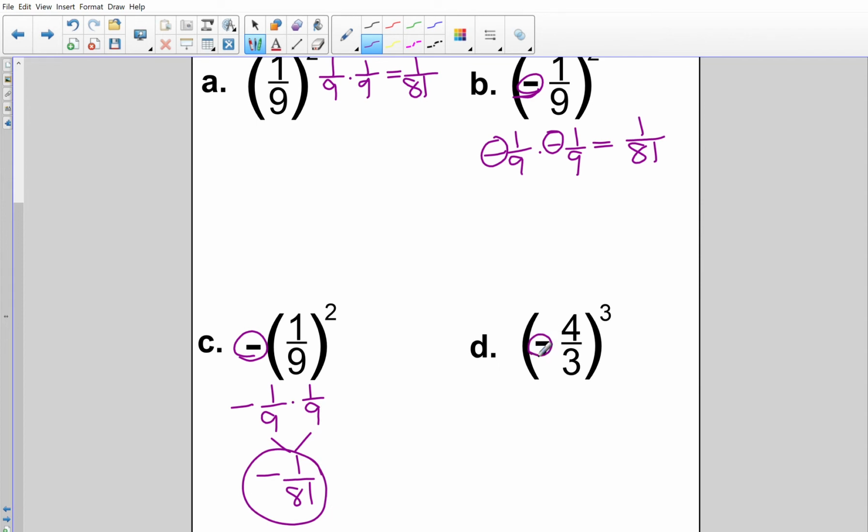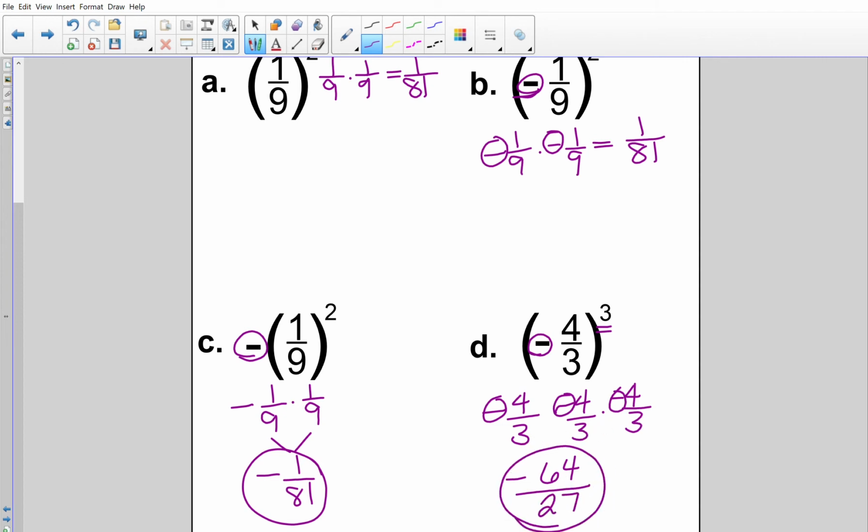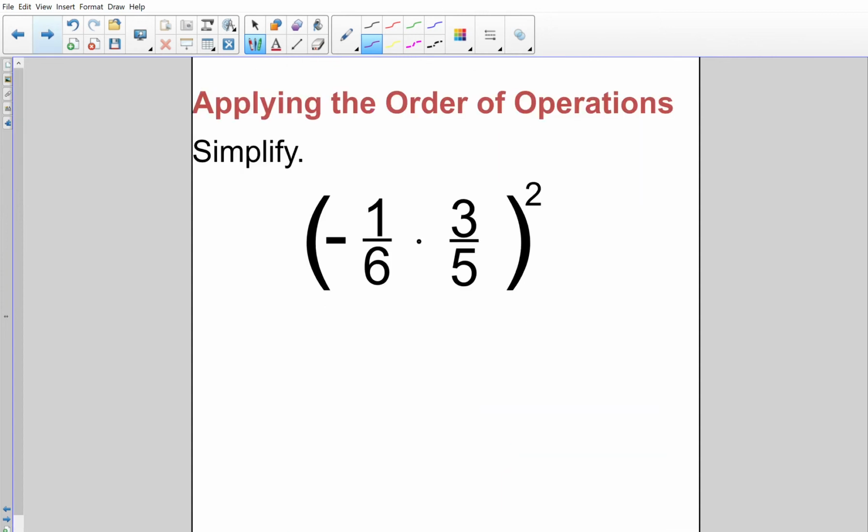This one's included, but I have an odd exponent. So it's negative 4/3 times negative 4/3 times negative 4/3. So these three negatives are going to create a negative, and then 4 times 4 times 4 is 64, and 3 times 3 times 3 is 27. Okay, so just really watch your signs, watch where they're located inside or outside, and watch the number of exponents that you have. Okay, so let's talk about simplification.